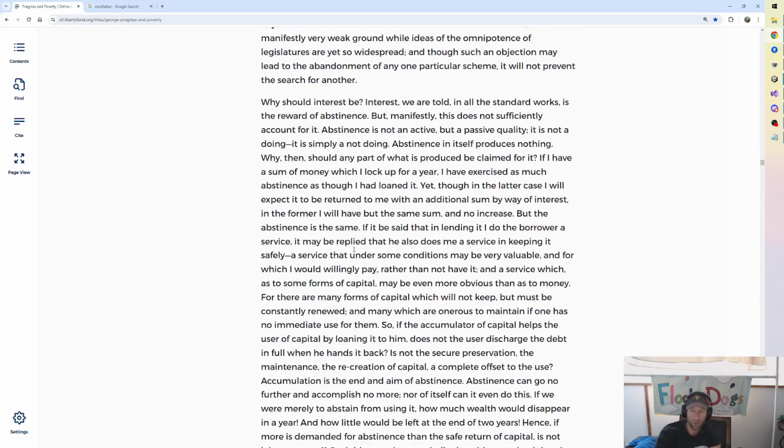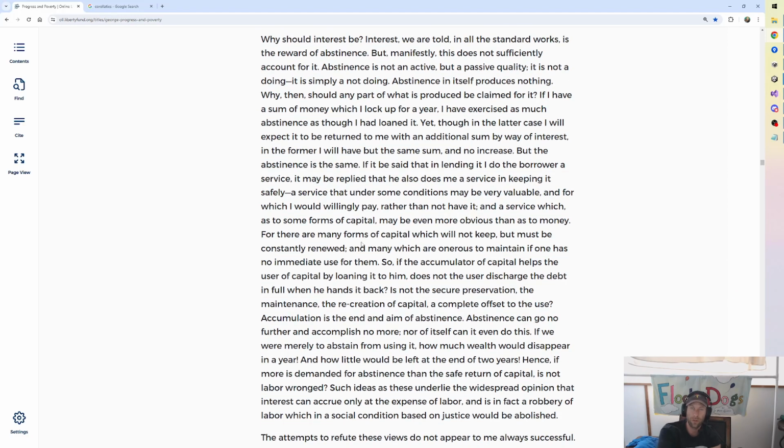Interest, we are told, in all the standard works, is the reward of abstinence, but manifestly this does not sufficiently account for it. Abstinence is not an active but a passive quality. It is not a doing, it is simply a not doing. Abstinence in itself produces nothing. Why then should any part of what is produced be claimed for it? If I have a sum of money which I lock up for a year, I have exercised as much abstinence as though I had loaned it.